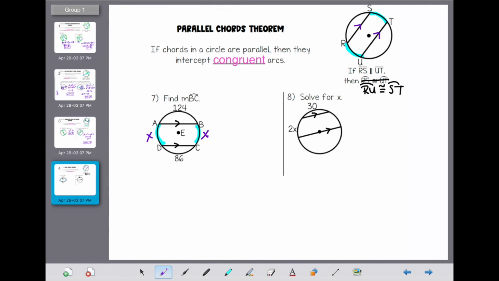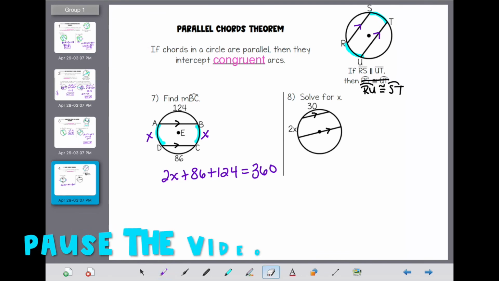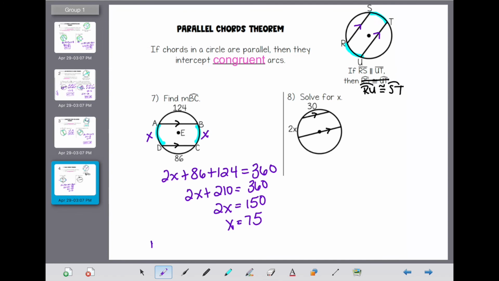I know about my other two arcs that AB is 124 degrees and that DC is 86 degrees. So now all I need to do is write out my equation so that I can solve for X. And remember, all the arcs in a circle add up to 360 degrees. Pause the video now so that you can solve this equation. In number 7, if you got that the measure of arc BC equals 75, you are correct.